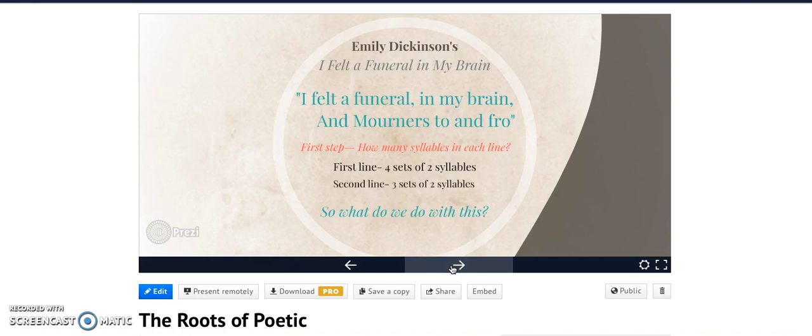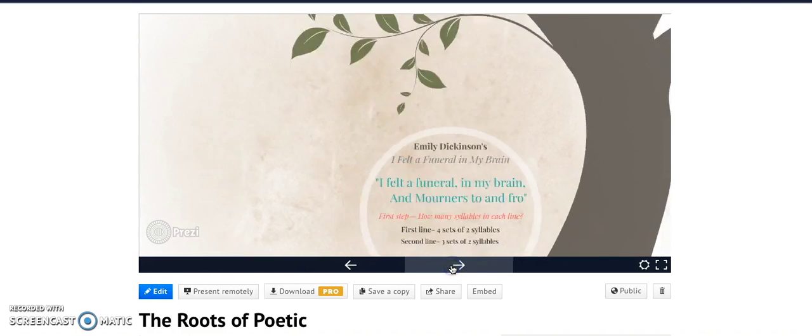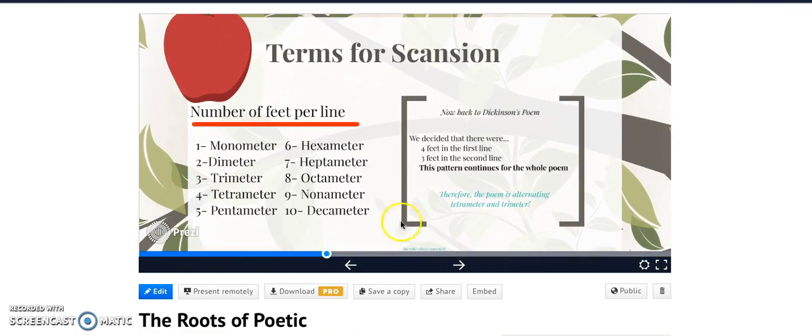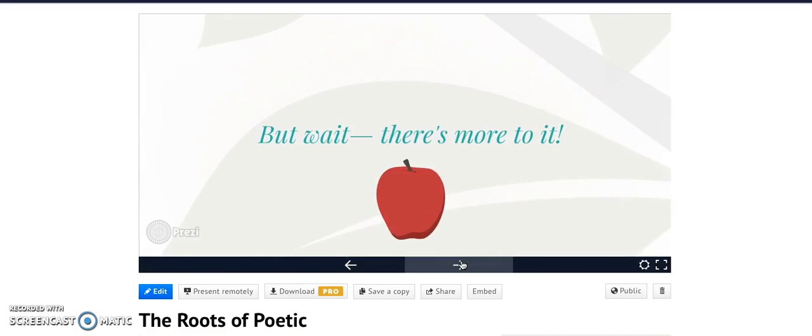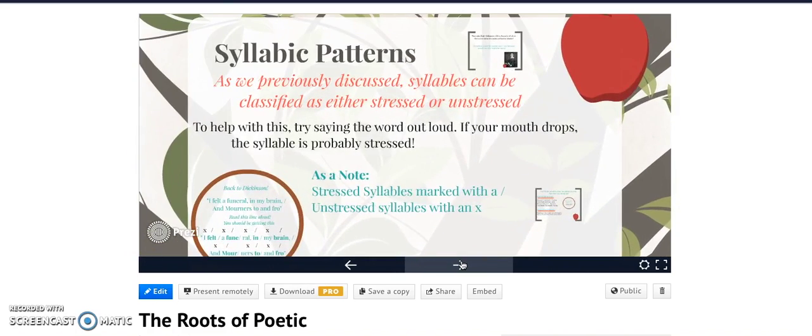I've chosen I Felt a Funeral in My Brain, which is a very typical Emily Dickinson poem, and I've begun to break it down line by line. As you can see, I keep asking myself questions. Here is a slide in which I'm presenting formal information to students. And then we're going to jump back into Dickinson's poem, break it down step by step, and move on to the next step of scansion, which is looking at the pattern.